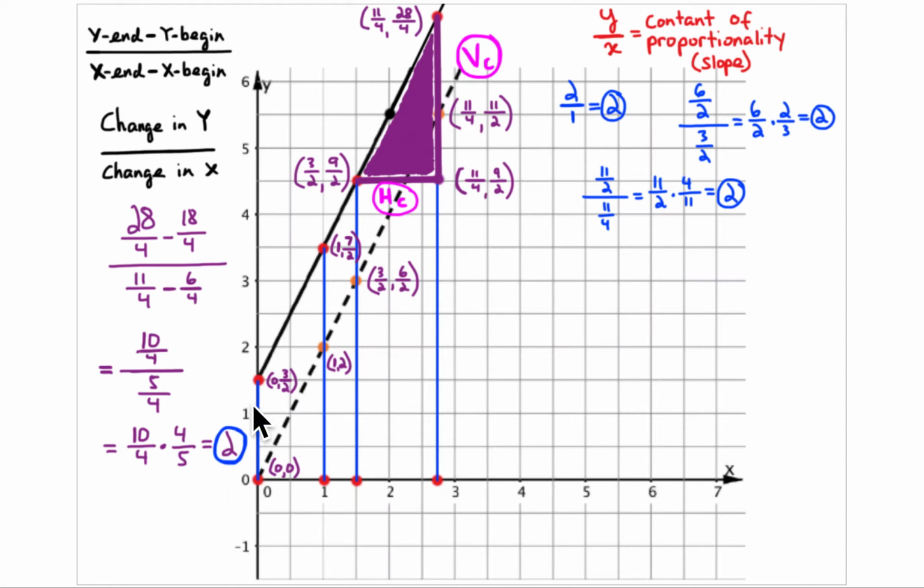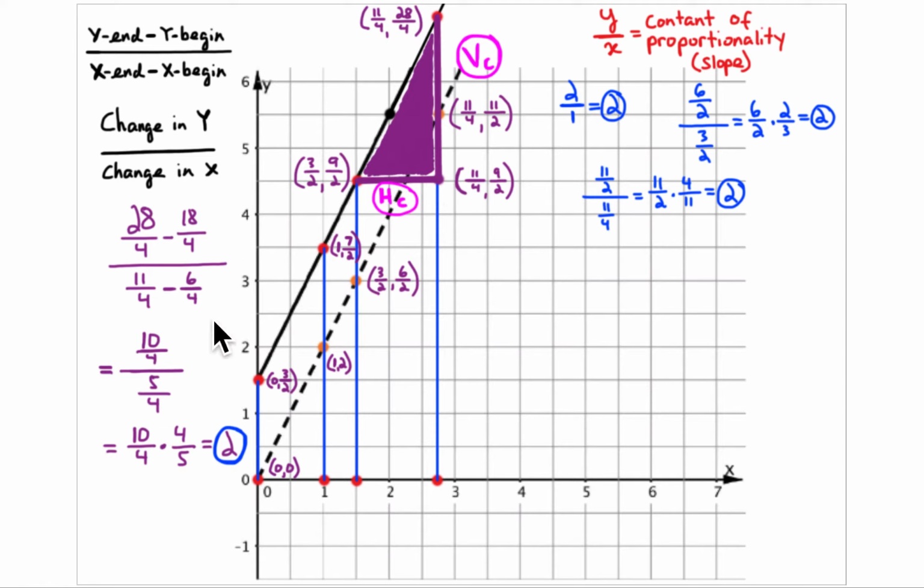So this is a nice place where you can do the calculations. If you end up with 2, more than likely you've done it correctly. If you end up with something else, you have to go back and figure out where your mistake is. But the bottom line, this vertical change is 2 units, 1 unit, 2 units, and the horizontal change is just 1 unit from here to here.